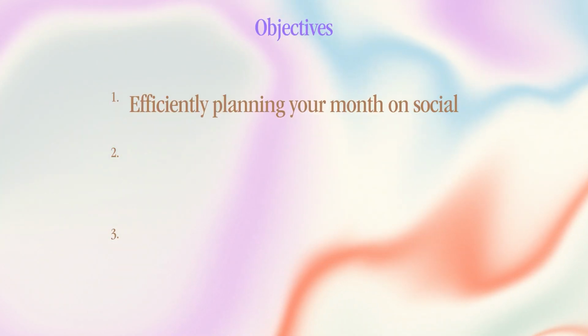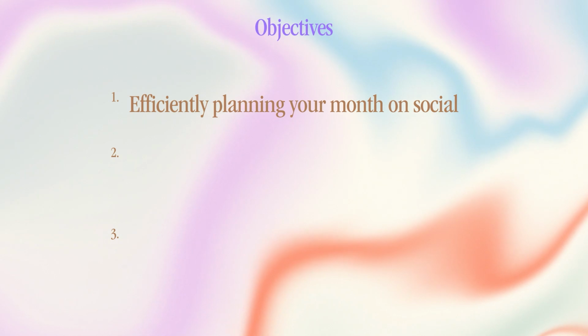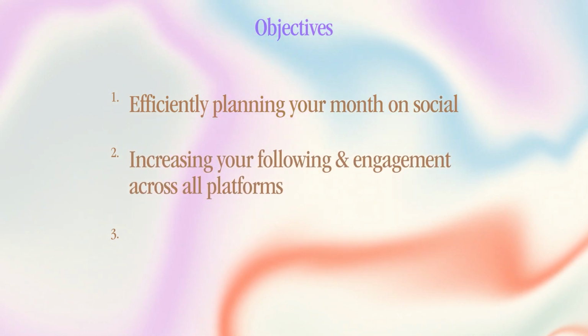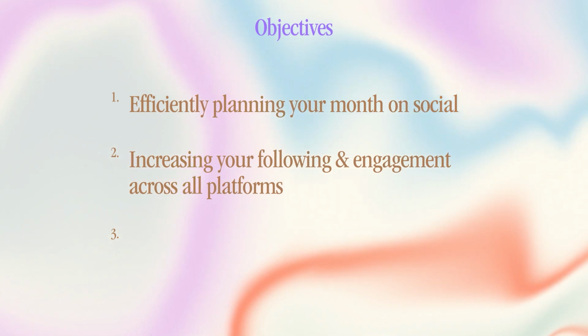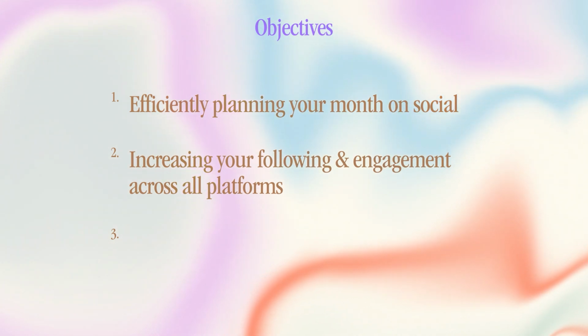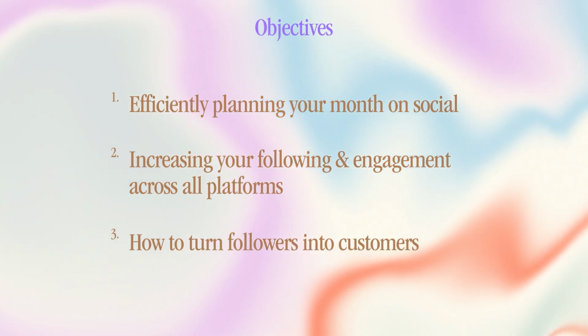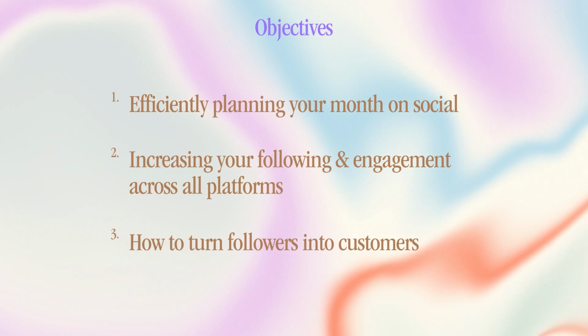Whether you're new to Later or you're an existing user, there will be some really good nuggets in here for everyone. There's 3 objectives we're going to go through. The first is efficiently planning your month on social. So basically helping you post more consistently without taking up all of your time. Second is going to be increasing your follower count and engagement across all platforms, the holy grail of what everyone wants. And then finally, how to turn followers into customers. So basically getting your network to click off of social and perform some sort of action. So what do you say we get right into it? Starting with planning your month on social?